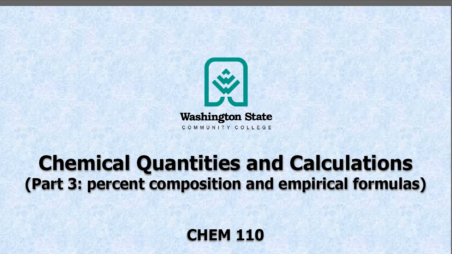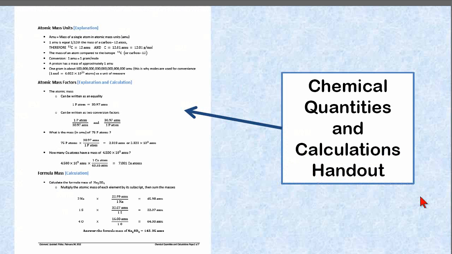This is the Chemical Quantities and Calculations screencast. This is part 3 of 3, which is percent composition and empirical formulas. Please have your Chemical Quantities and Calculations handout available for taking notes, as well as the periodic table of elements available for a reference.